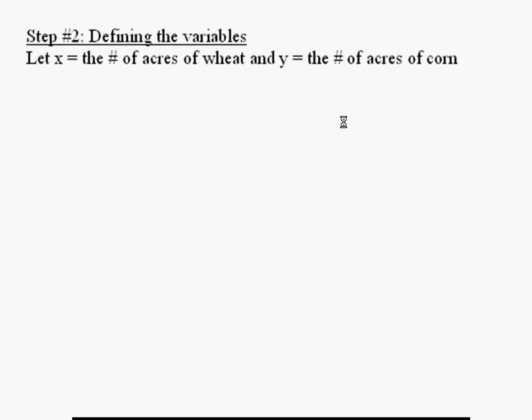Both her labor and expense demands are based on a per acre basis. Her profits are also measured on a per acre basis. Taking all of this into consideration, we can best answer the question of what is the most profitable planting strategy by determining how many acres of each type of crop she should plant. So that's why we defined the variables the way that we did.